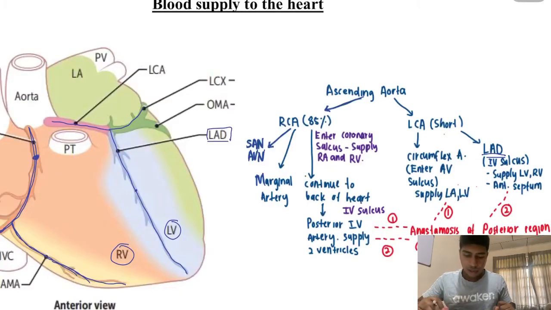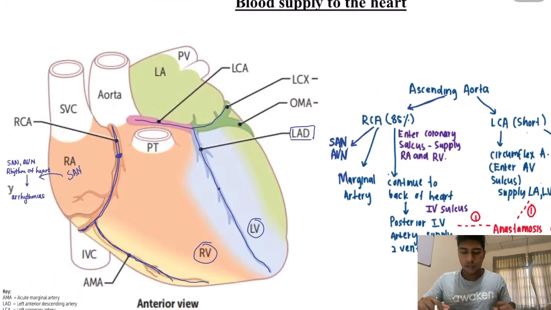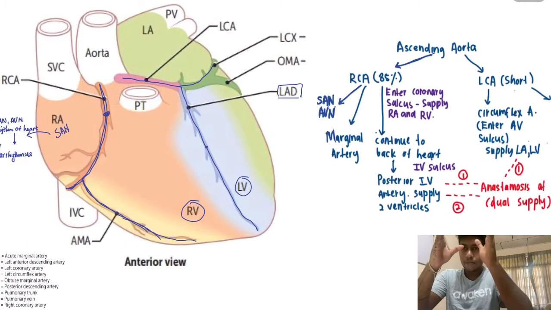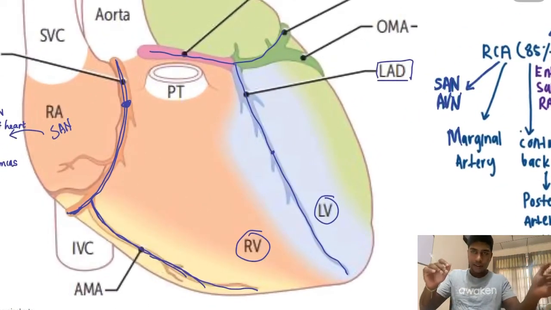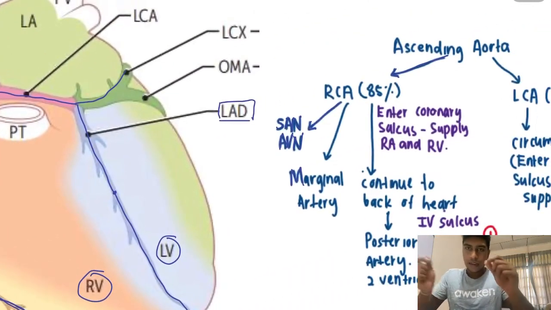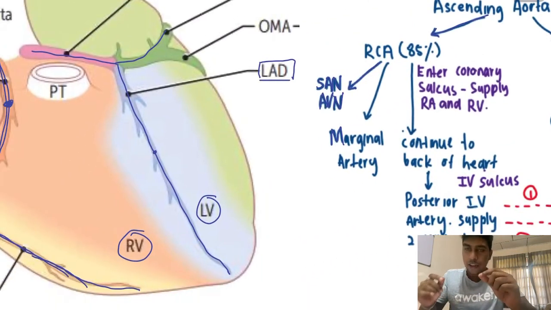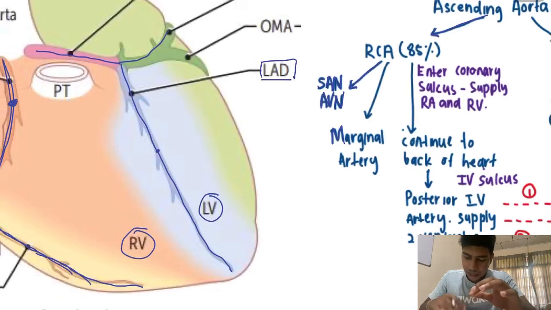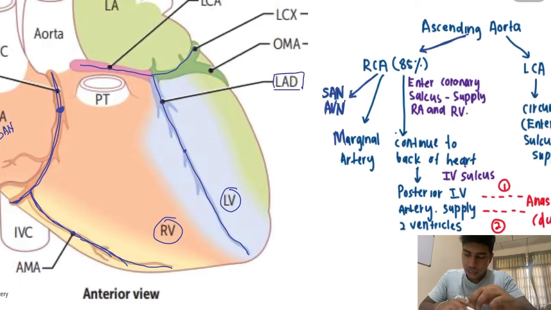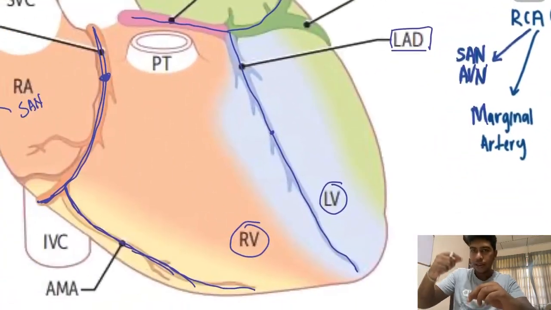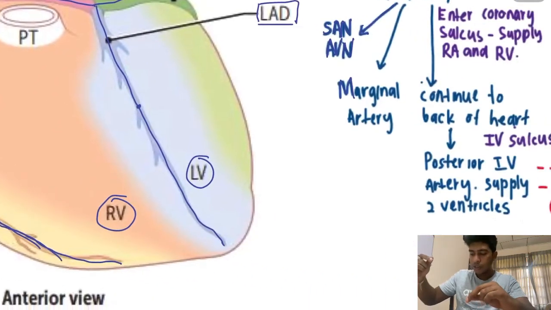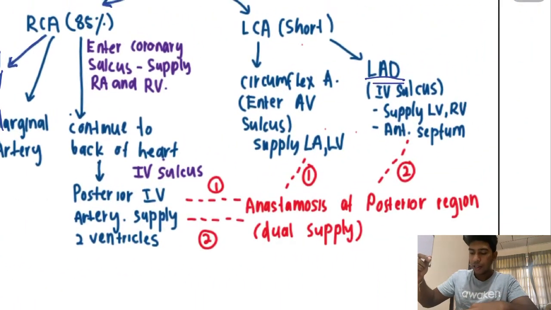So we will start off with the blood supply to the heart. Now, the blood supply to the heart begins from the aorta. The aorta is going to branch out into two and supply the right side of the heart and the left side of the heart. The right side is called the right coronary artery. That will supply the sinoatrial node, the atrioventricular node, the right atrium, the right ventricles, and it will also continue back around the heart to supply the other ventricle also.